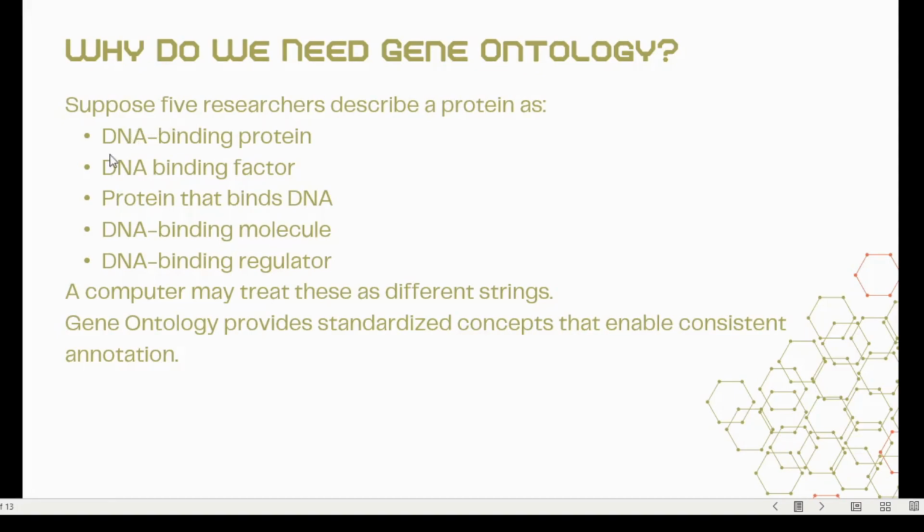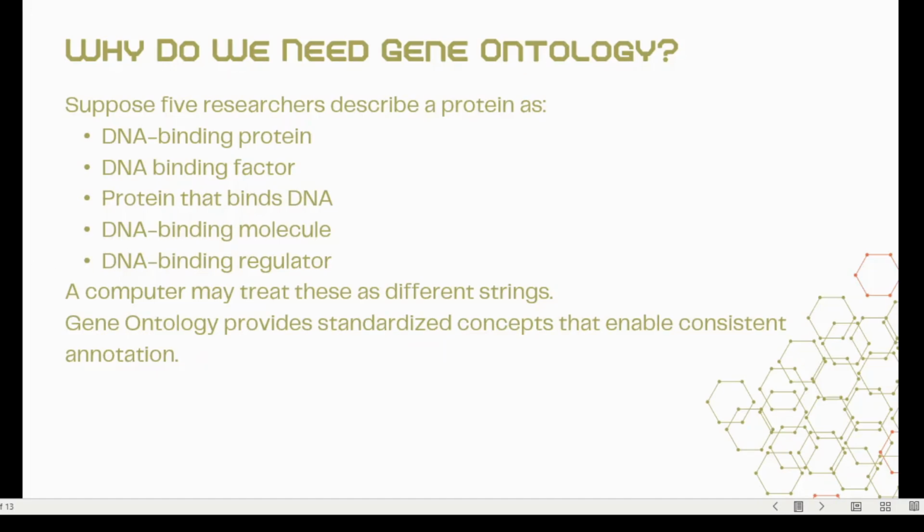DNA binding protein. Now see, five researchers described one protein as DNA binding protein, DNA binding factor, protein that binds DNA, DNA binding molecule, DNA binding regulator. All five researchers, working in different labs but on the same gene, have described the gene in their own way. So a computer may treat these as different strings. The computer doesn't know what they mean. They are all working on the same protein and describing the function of the same protein. So gene ontology will provide a standardized concept that enables consistent annotation.